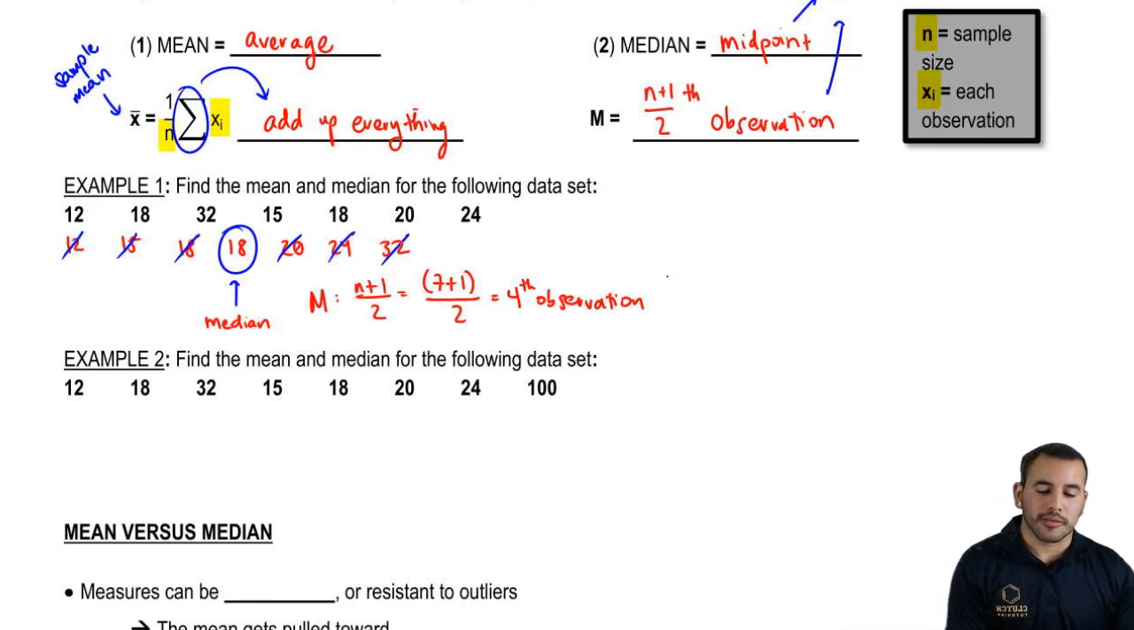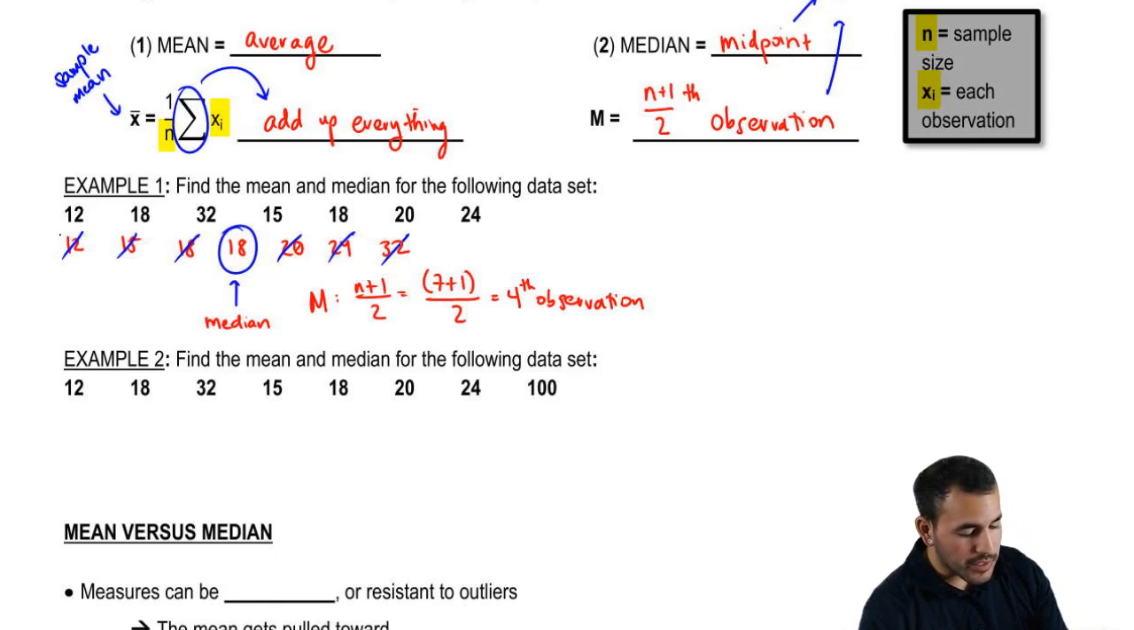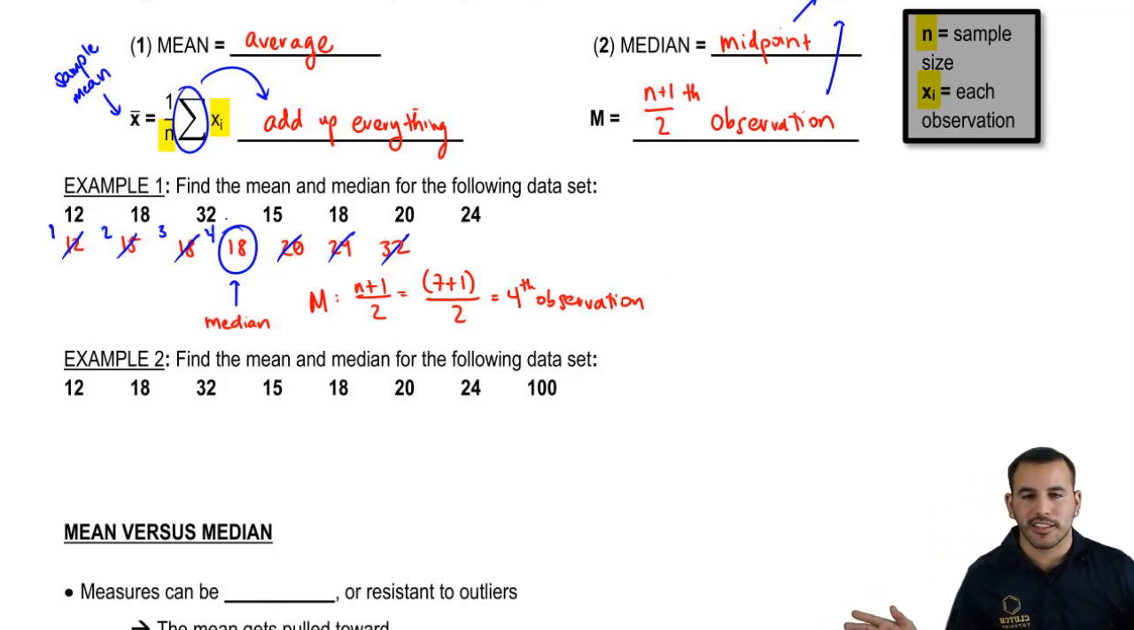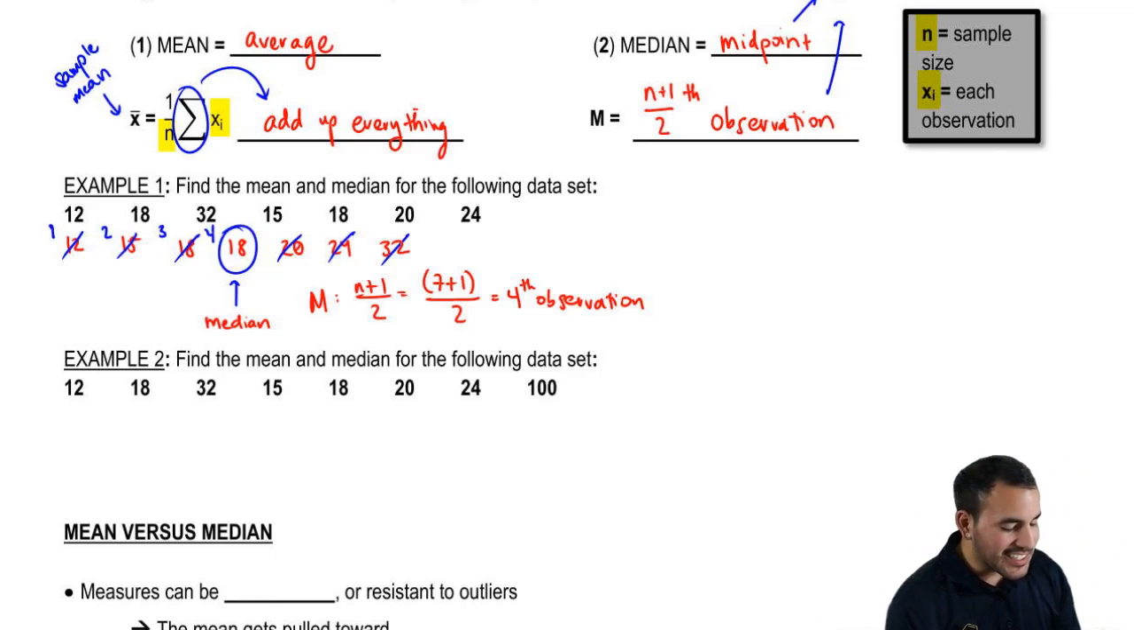Now we know it's the 4th observation, so we just count. We're going to end up with the same thing, right? 1, 2, 3, 4. Hey, crazy, it's 18. So our median is 18.